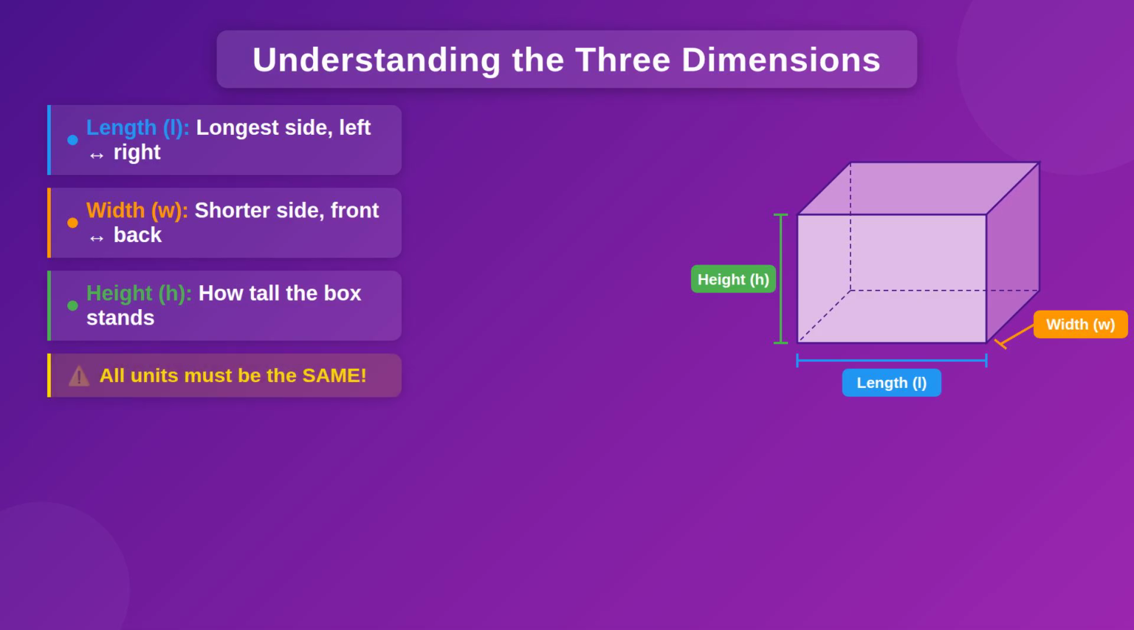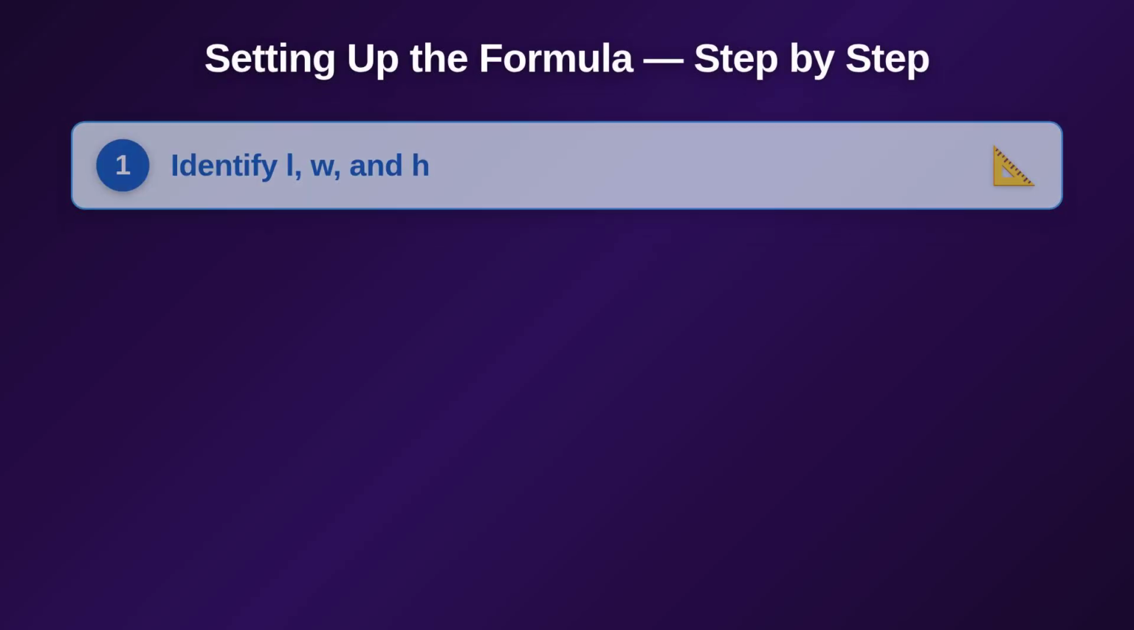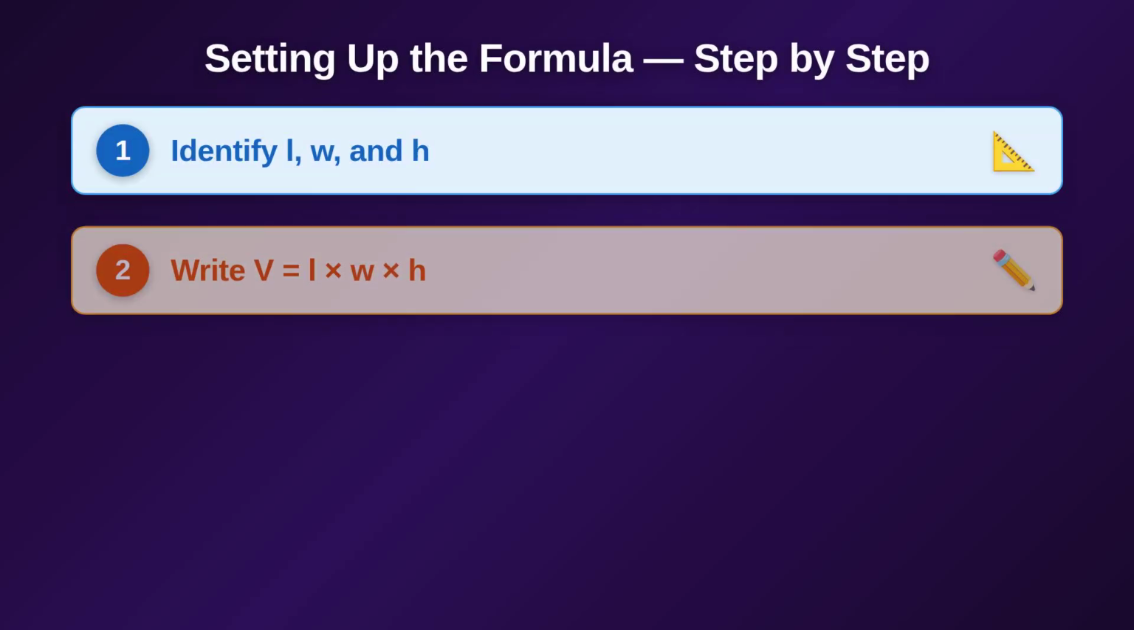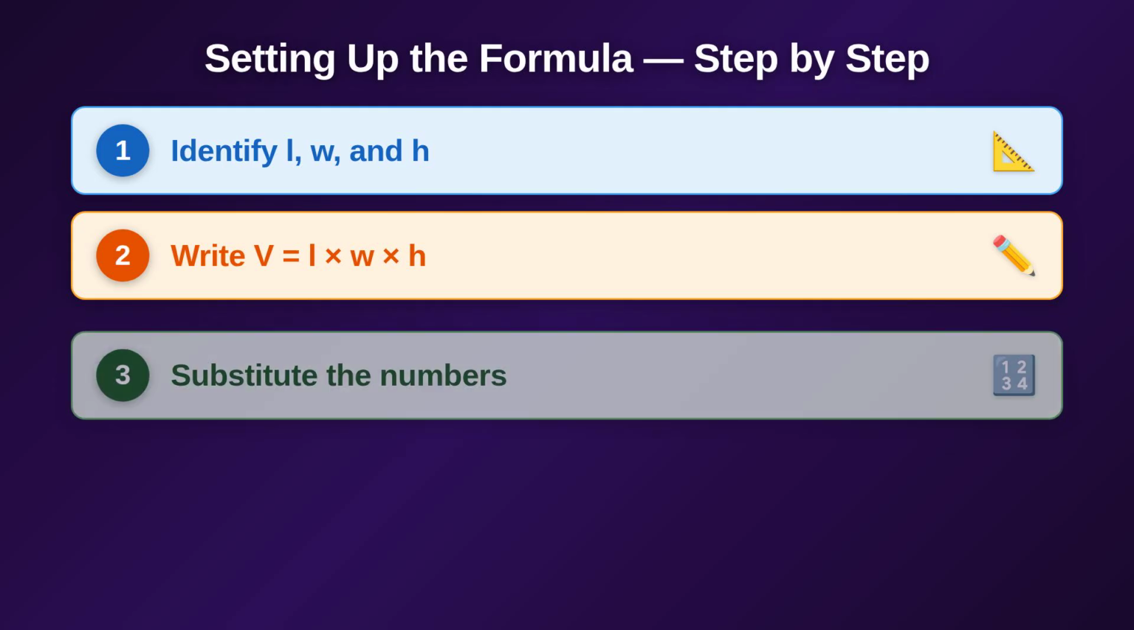Here's a super important rule. All 3 measurements must be in the same units before you multiply. You can't mix inches and feet. Pick one and stick with it. Maya almost made that mistake until she double-checked her ruler. Good catch, Maya. Before we dive into examples, let's lock in our 4-step process.